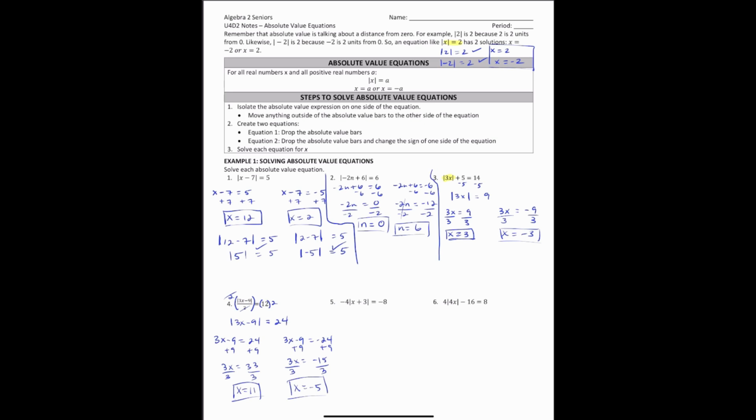Negative 4 times the absolute value of x plus 3 equals negative 8. So you heard me, the negative 4 and the absolute value of x plus 3 are being multiplied. So the opposite of multiplication is division. So I need to divide both sides by negative 4. And I get the absolute value of x plus 3 equals negative 8 divided by negative 4, which is positive 2.